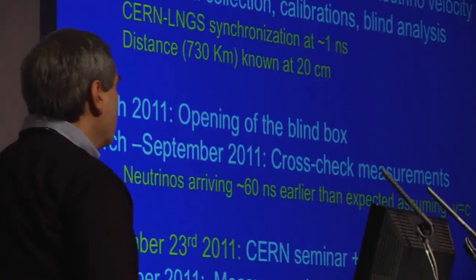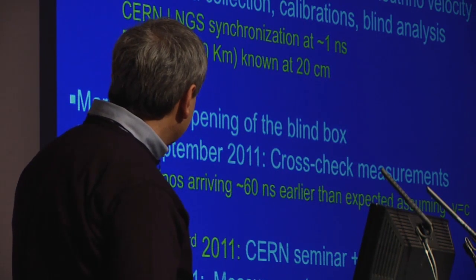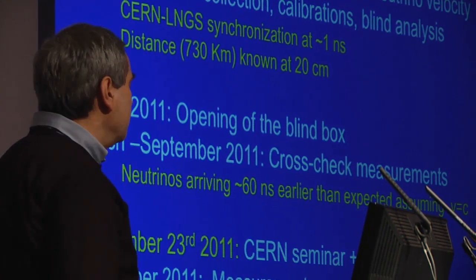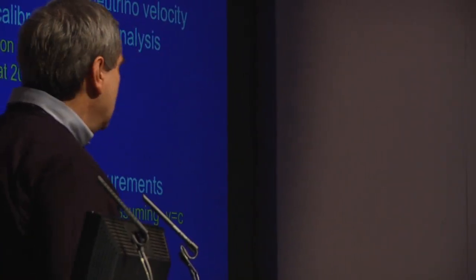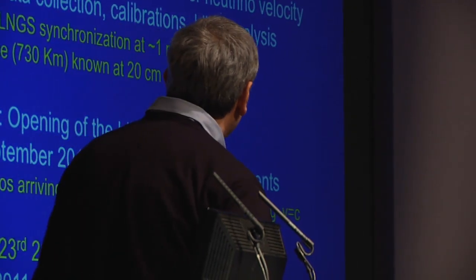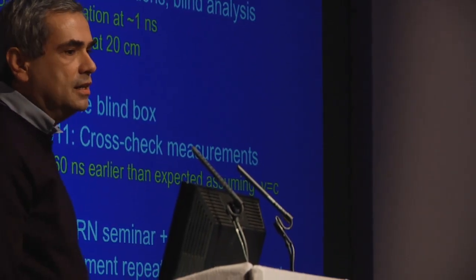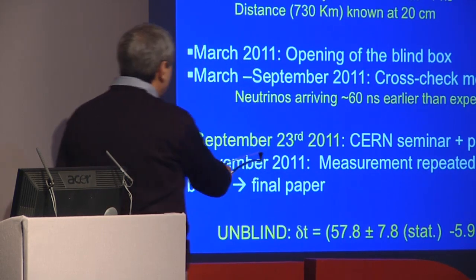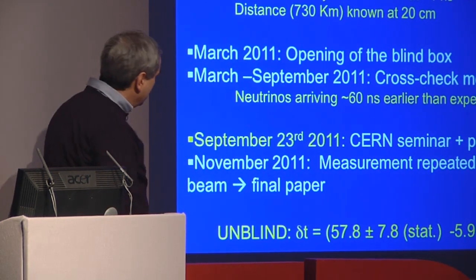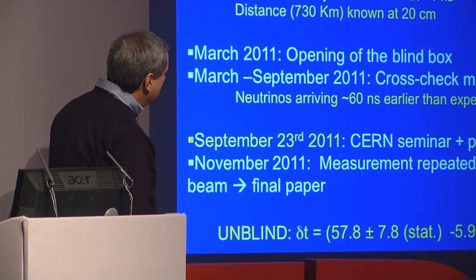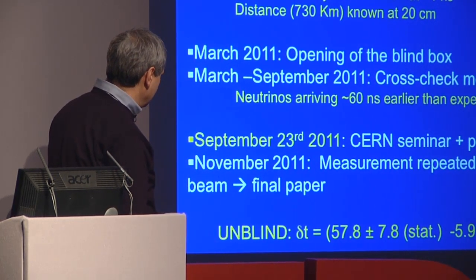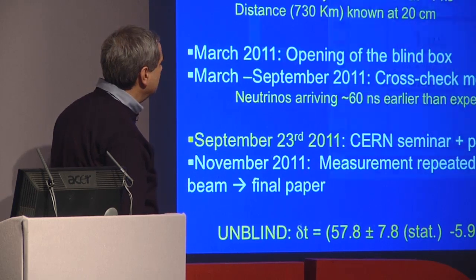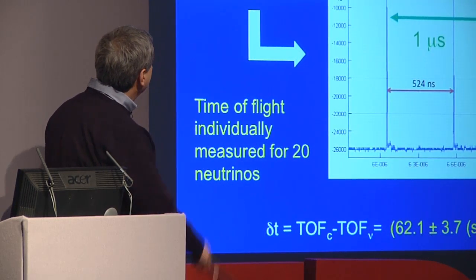In March last year, we opened this blind box, and we were extremely surprised to see that neutrinos were arriving 60 nanoseconds earlier than light. So you can imagine it as a rush over these 730 kilometers between the photons and neutrinos, and the neutrinos arrive 20 meters earlier than the photons. So it's a very tiny effect. And then we spent 6 months cross-checking all that, and in September, we announced that to the rest of the physics community. And in November, we performed another measurement that I will shortly explain to you here.